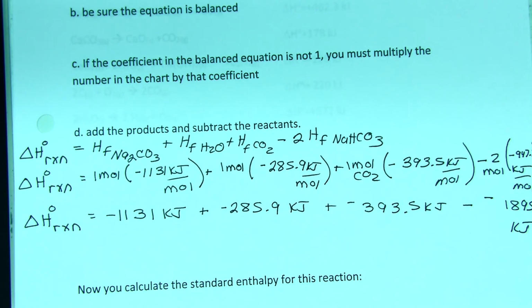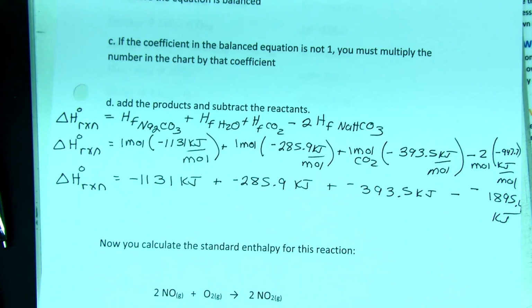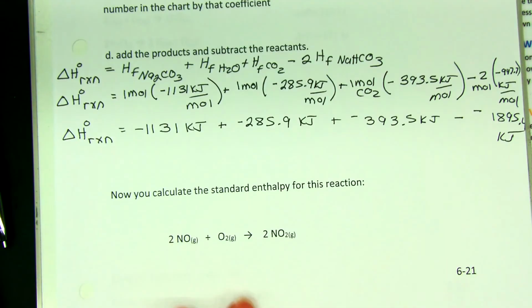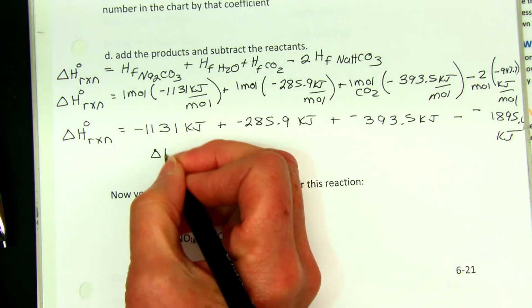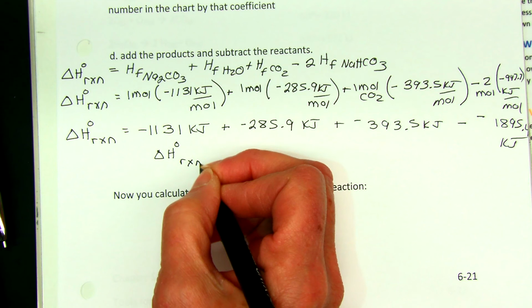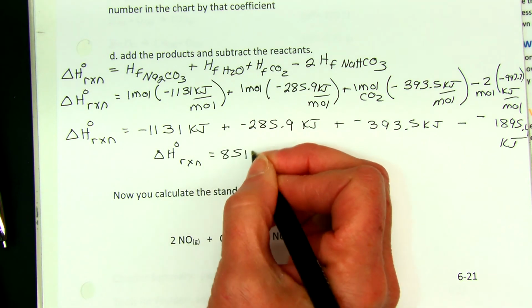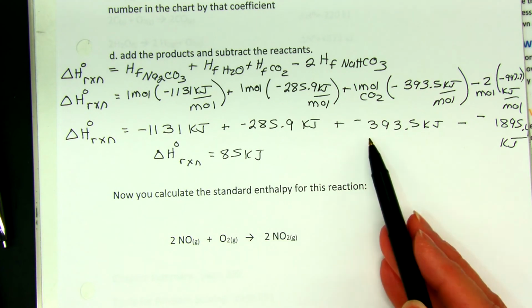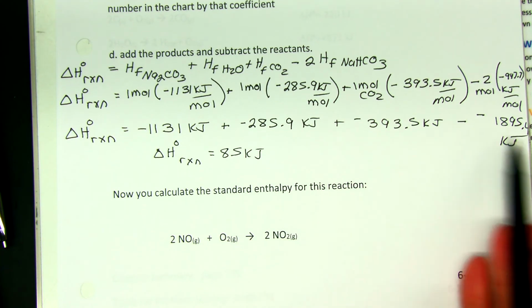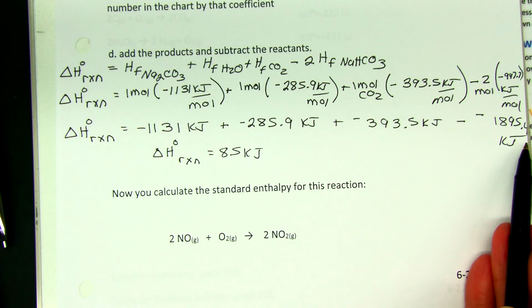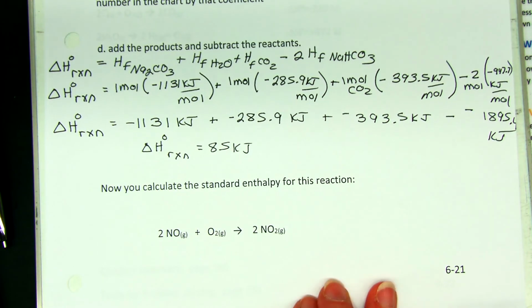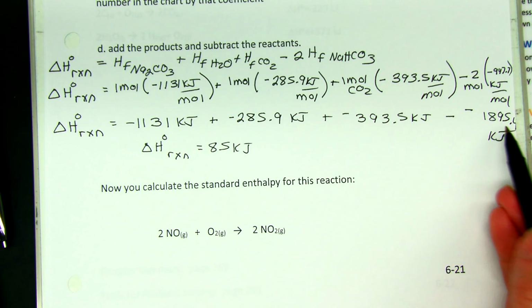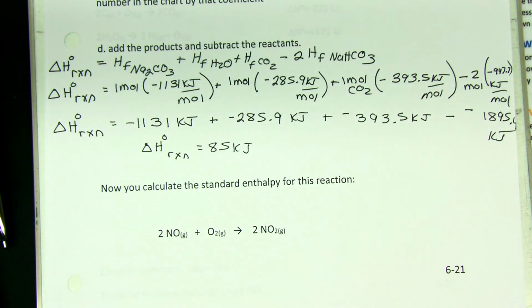So I think you can see that the most common mistake that's easy to make is to slip a sign as you're adding and subtracting positive, negative numbers. And we get delta H0 for the reaction is equal to 85 kilojoules. Because we have negative 1131 minus 285.9 minus 393.5 plus 1895.4. I ran off the paper. That's 1895.4. So you're seeing the full page.